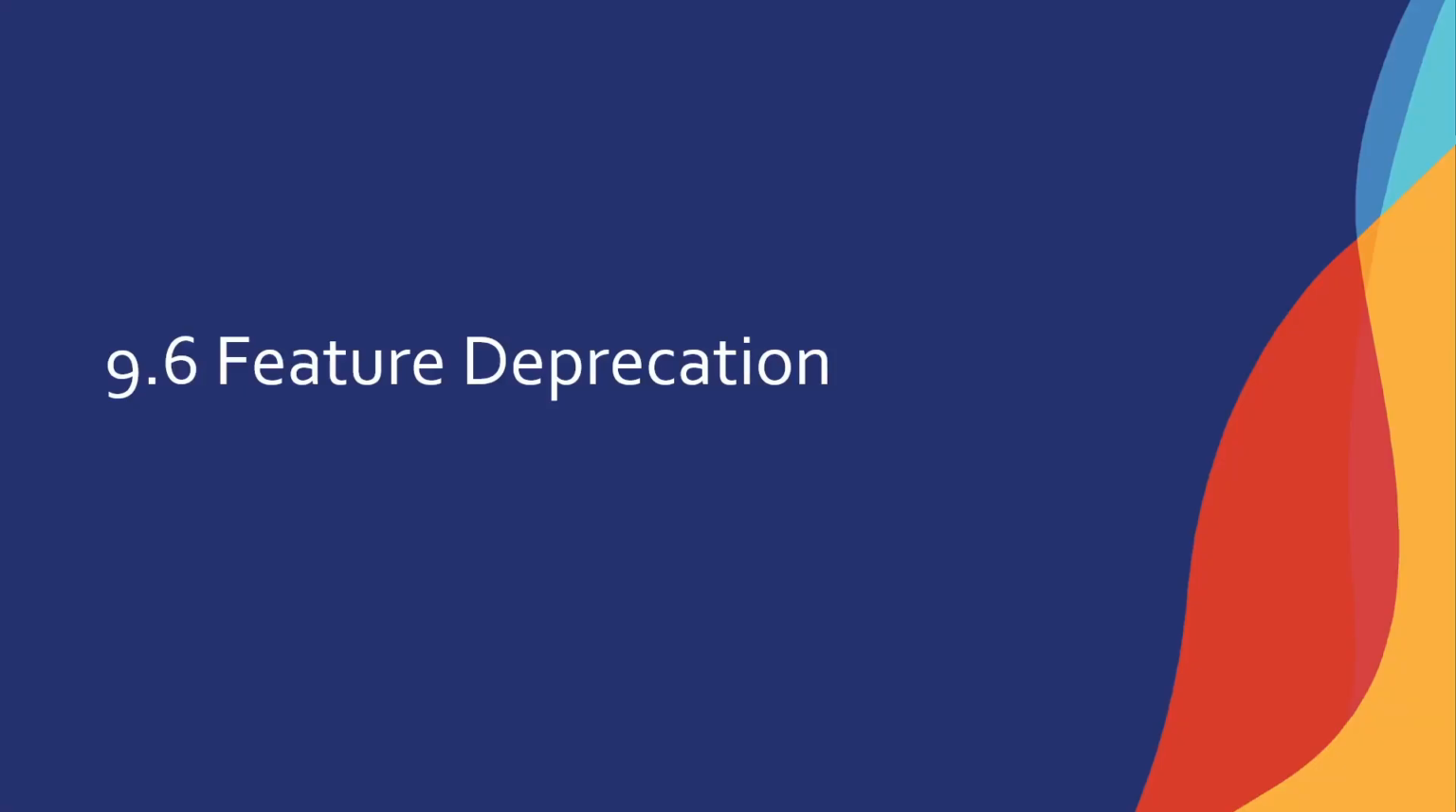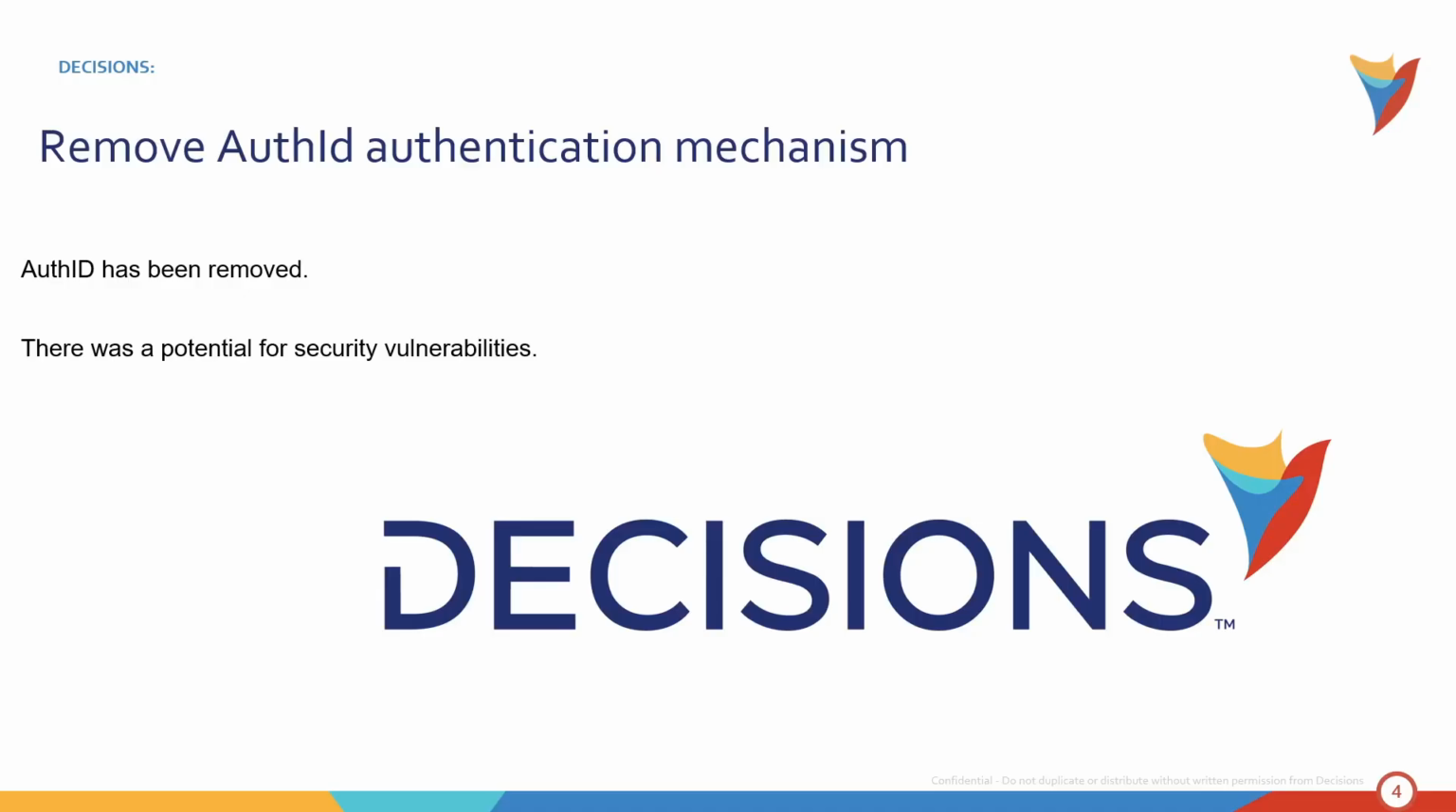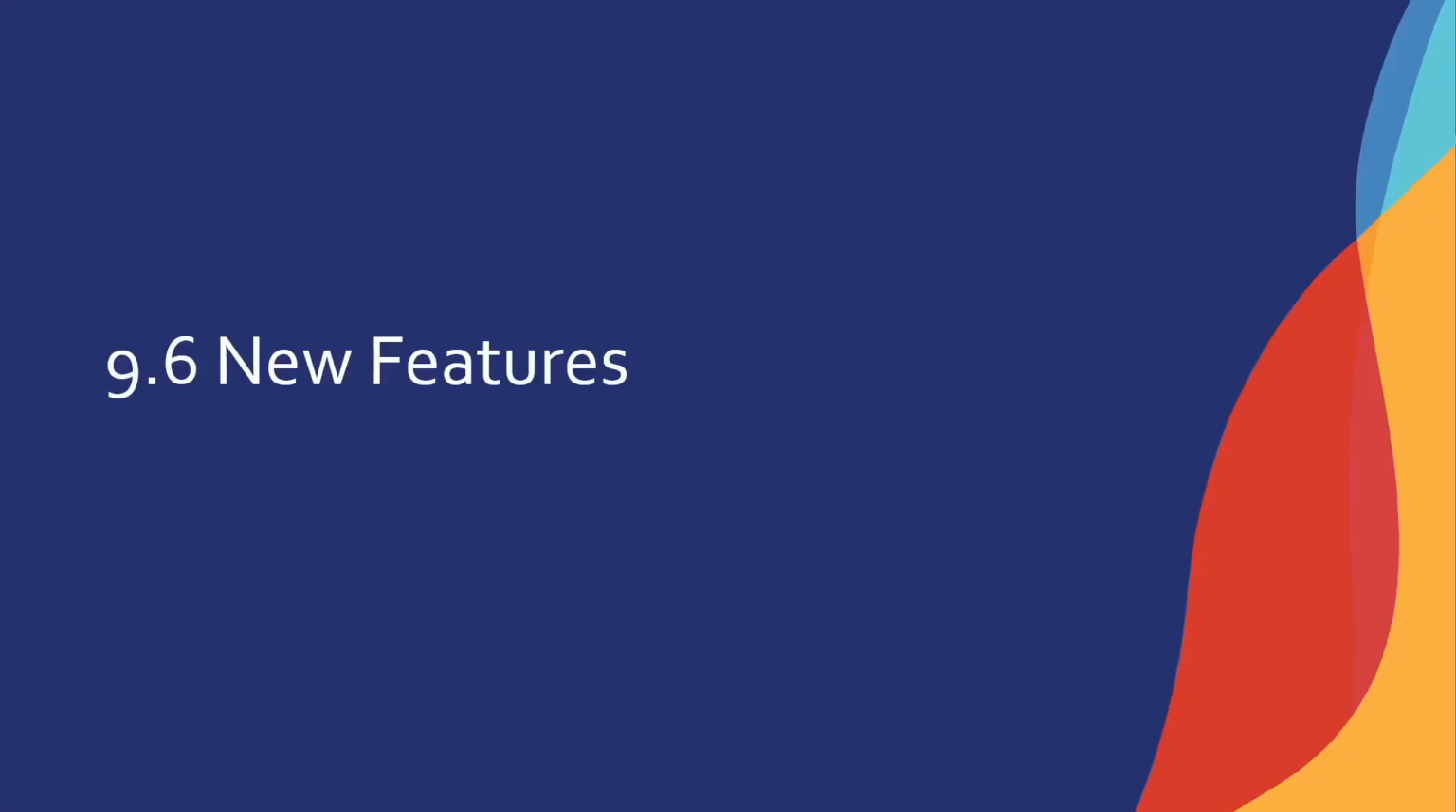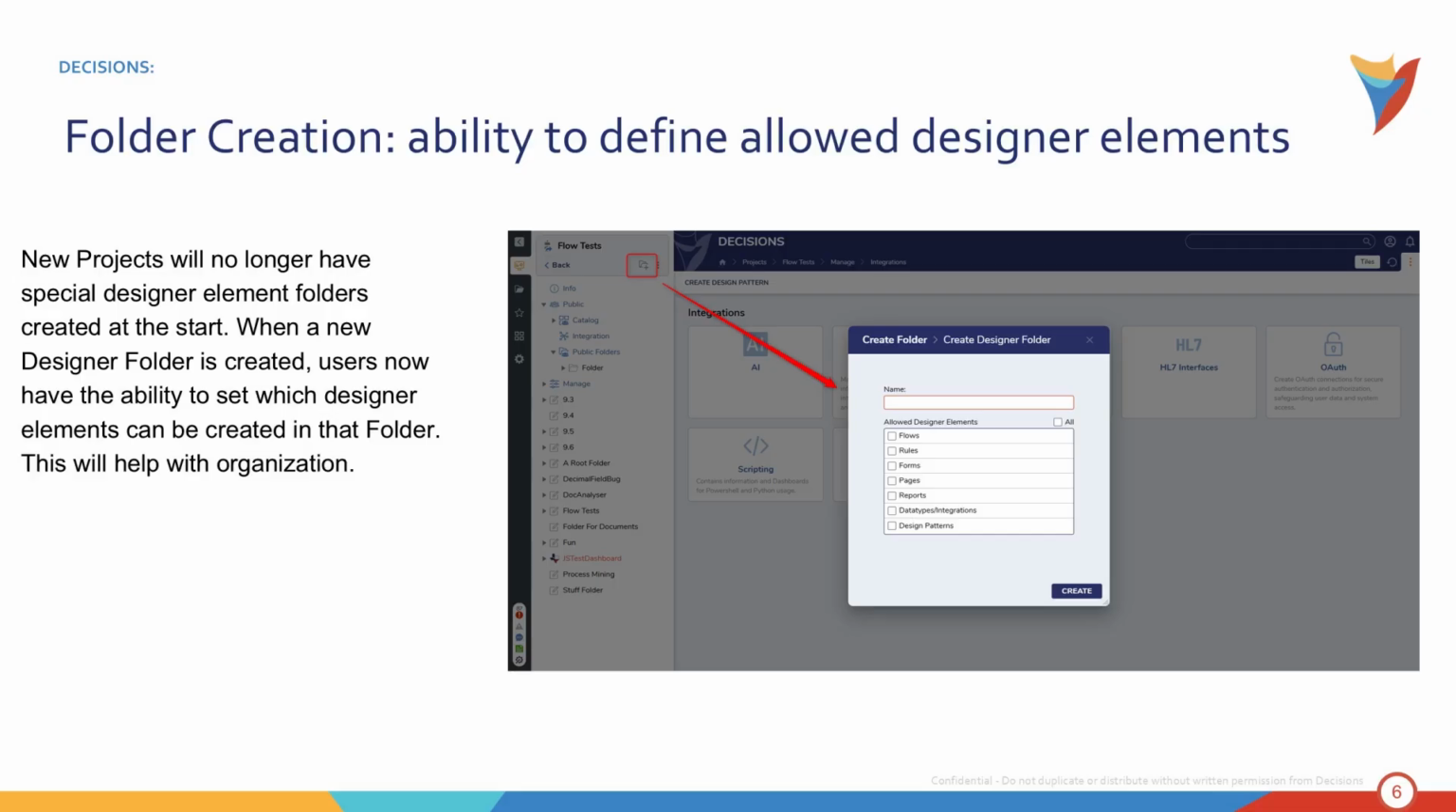We do also have a minor case of a feature deprecation as well. Auth ID has been removed from the platform. There was a potential for security vulnerabilities, so it has been completely eradicated and removed. All right, on to the good stuff. Let's talk about the 9.6 new features.